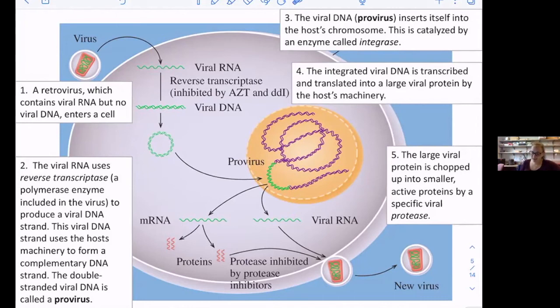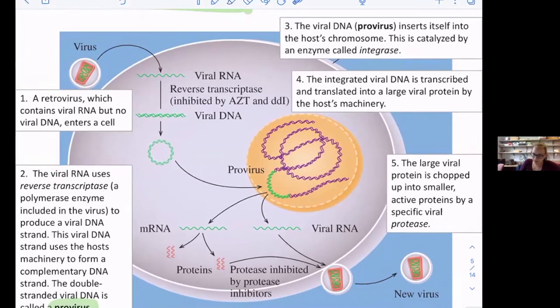Once you're inside that cell, you have all of the materials to make the nucleic acids. The virus doesn't have the nucleic acids, so you can make viral DNA. Viral RNA uses reverse transcriptase, a polymerase enzyme included in the virus, to produce viral DNA strands. The viral DNA strands use the host machinery to form complementary DNA strands. The double-stranded viral DNA is called a provirus. So after it is replicated inside a cell, then it is called a provirus.